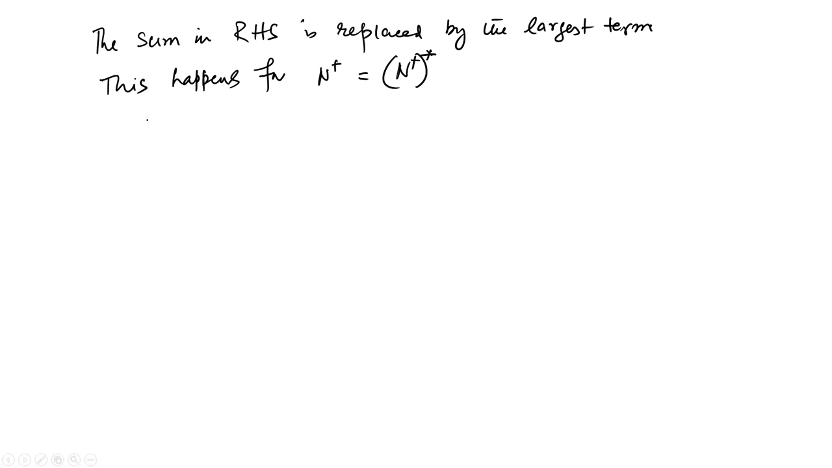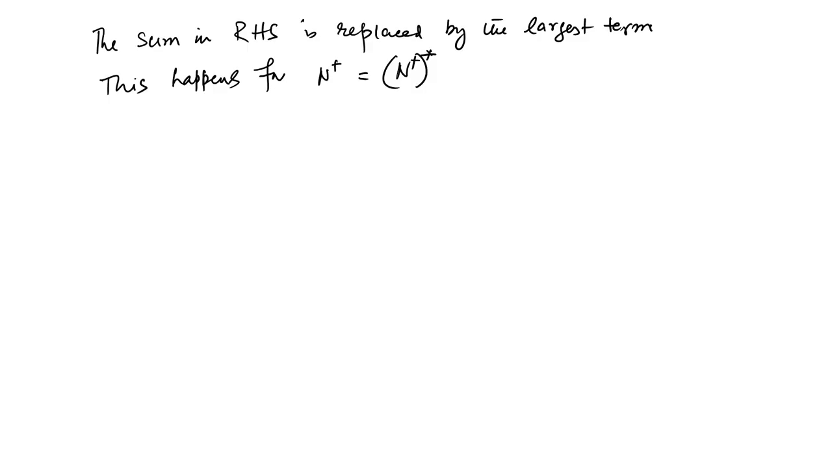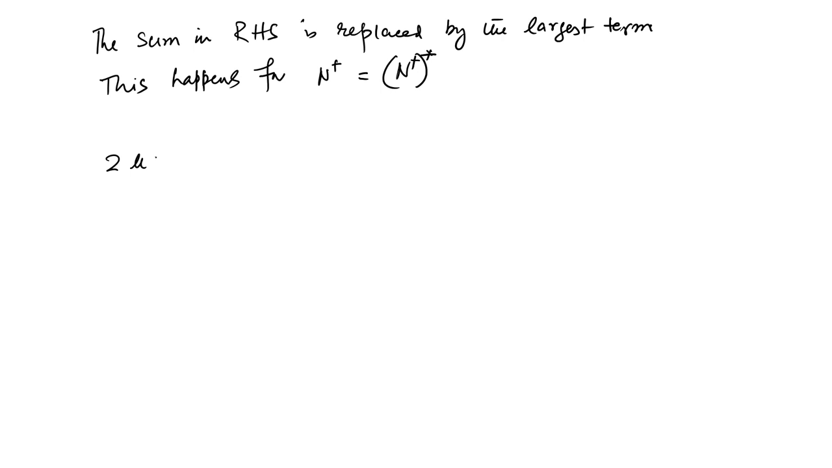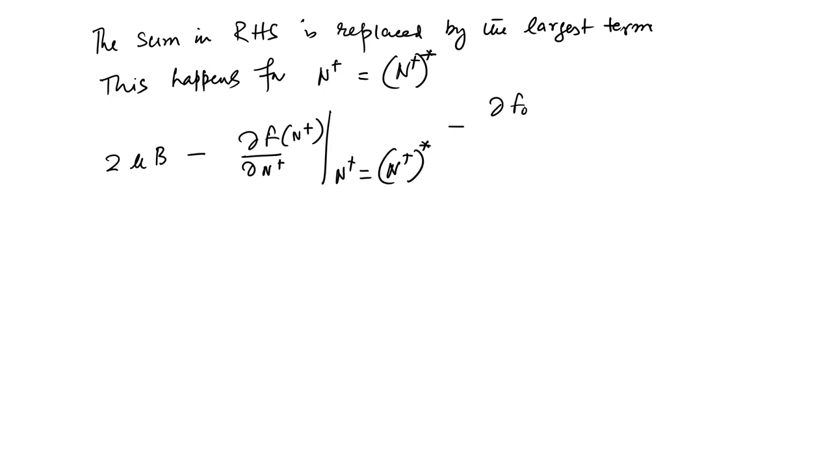How can we find this n plus star? So, what we do is that we take the argument of the log and then take a derivative with respect to n plus, and then put that equal to 0, and that would correspond to n plus having a value which is n plus star. So, this can be obtained as 2 mu_b minus del f del n plus, this is of course a function of this, and then you have n plus equal to n plus star, minus del f0 of n minus n plus divided by n, taking a derivative with respect to n plus, where n plus is equal to n plus star. So, taking the largest term in the sum and trying to find the largest term, you have to take a derivative and then put it equal to 0, and that would correspond to n plus equal to n star.